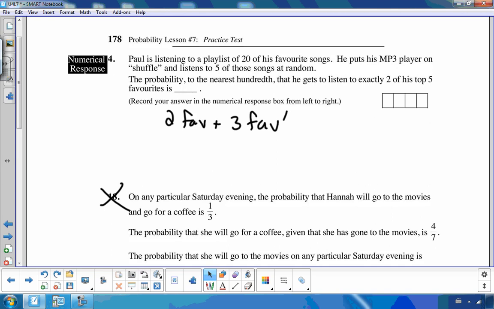So we're not looking at a specific order, like it has to be the first 2 songs. So it's just looking at, do I get my favorites compared to my not favorites? So this would be a combination because we're not talking about the order in which they're being played. So I have 5 favorites and I want 2 of them. And I have 15 not favorites and I want 3 of them. Out of a total of 20 songs, and I want 5. So plugging that into our calculator, we're going to get 0.29.